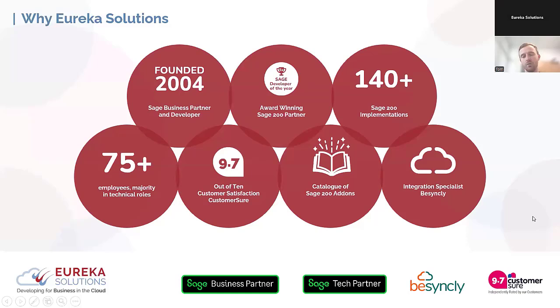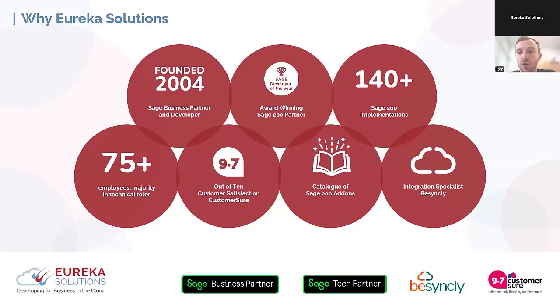Alrighty, so starting a little bit then about Eureka Solutions and why Eureka Solutions for Sage 200. So Sage 200, just to bring everyone into the picture, is sold through its network of business partners. So for the likes of Sage 50, you may go to Sage Direct, but with Sage 200, it is sold through its kind of trusted network of business partners, to which we are one of the leading ones. We were founded back in 2004 in the current format and have been a Sage business partner and leading developer in that time. So we've got over 140, maybe approaching 150 now, successful Sage 200 implementations over that time.